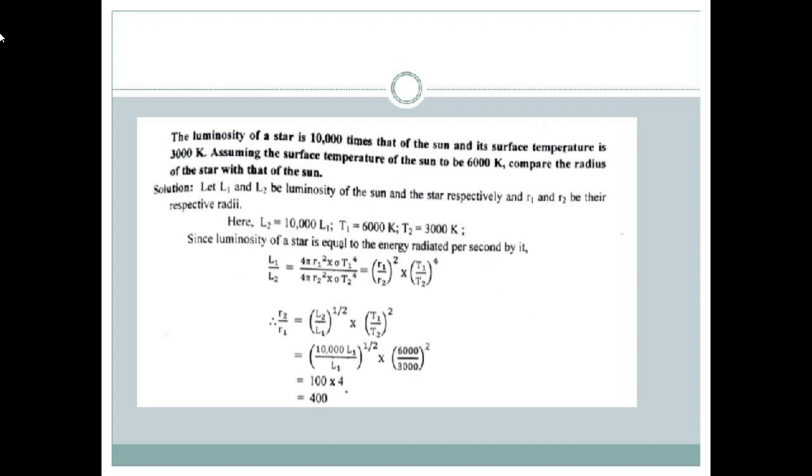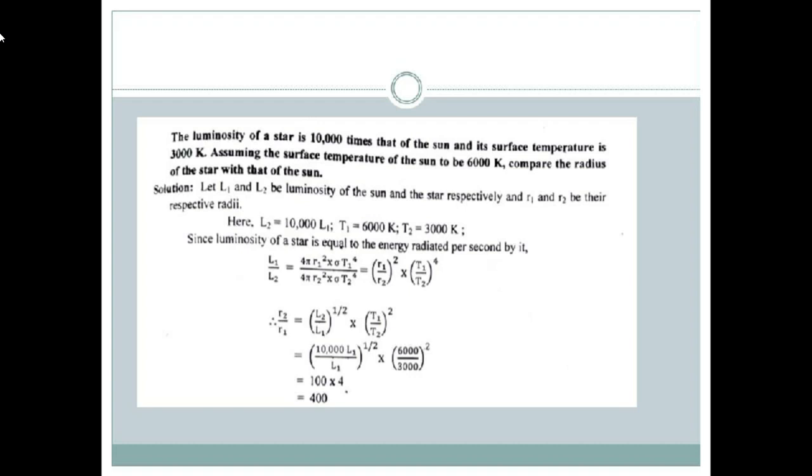Substituting, L1 upon L2 is equal to 4πR1² σT1^4 divided by 4πR2² σT2^4, which is equal to (R1/R2)² (T1/T2)^4. Therefore, R2/R1 = (L2/L1)^(1/2) × (T1/T2)². Since we are taking the root of both sides, our formula changed like this.